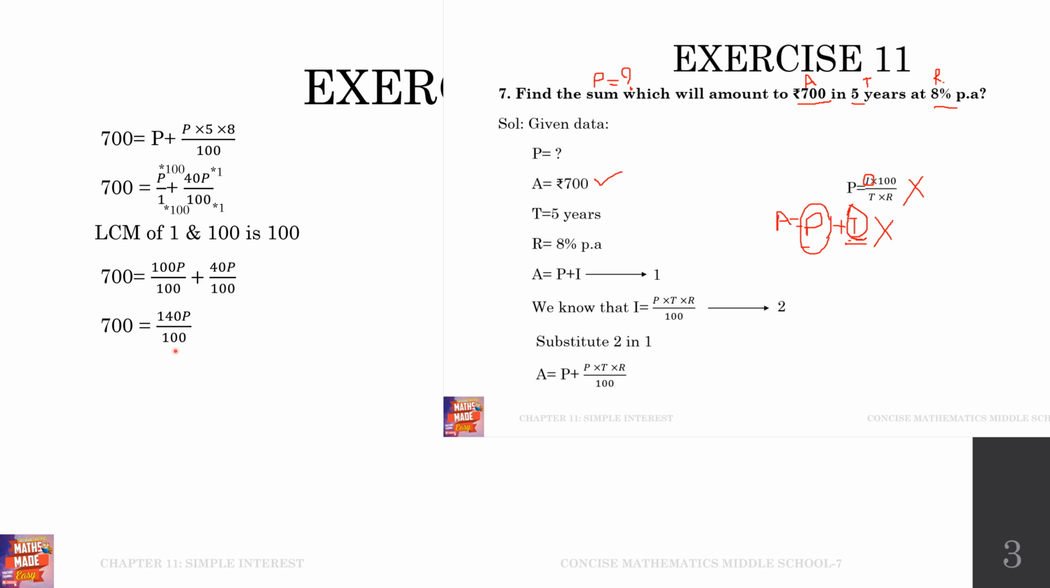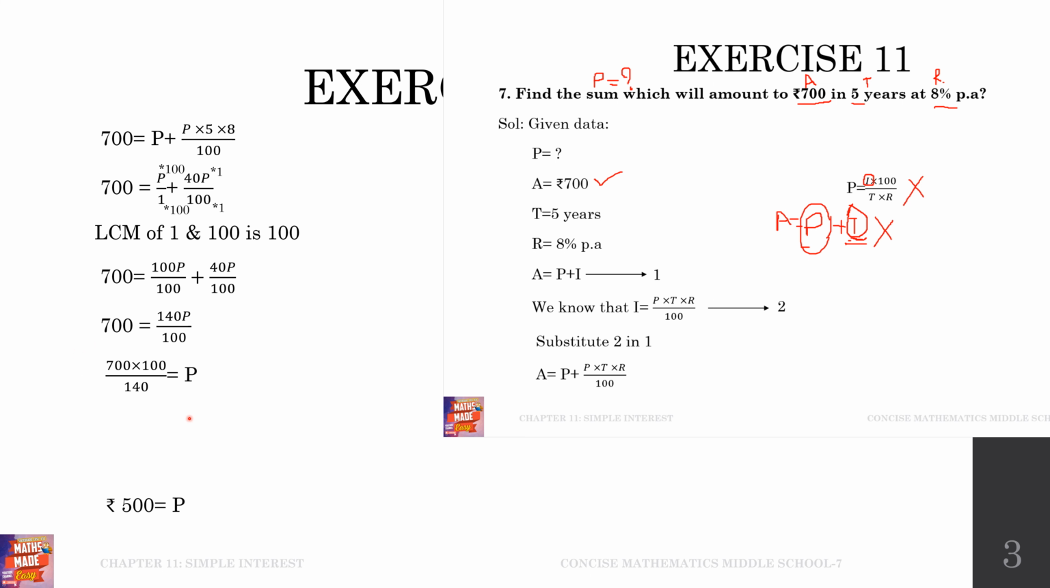Now, in this case, we need to find out the P value, right? So keep the P as it is and move the integers to the other side. So we are going to move this 100 to the other side. It will become 700 into 100, and moving this to the other side, it becomes divided by 140. I hope it's clear. Always remember, children, when you are moving from the right-hand side to the left side or left to right, multiplication becomes division, division becomes multiplication, plus becomes minus, minus becomes plus. So you need to remember this, then only you can change this format easily.